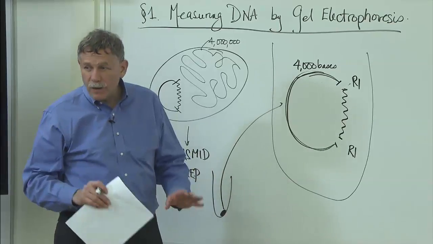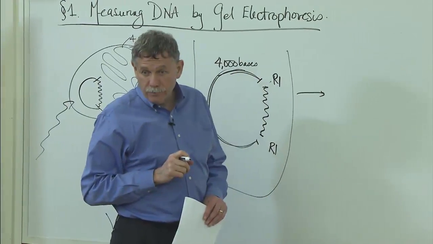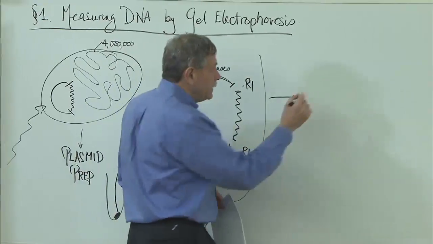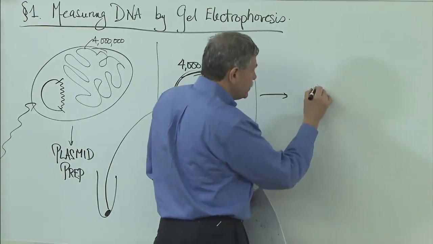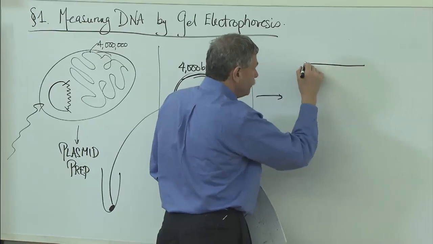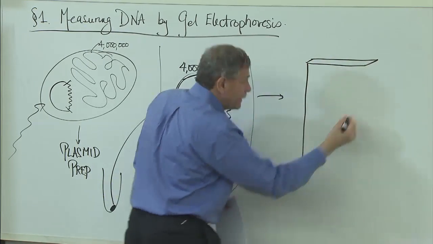Turns out there's a simple way to measure size, and it is to use Jello, effectively. It is to use agar, or agarose. There is a slab of agarose.